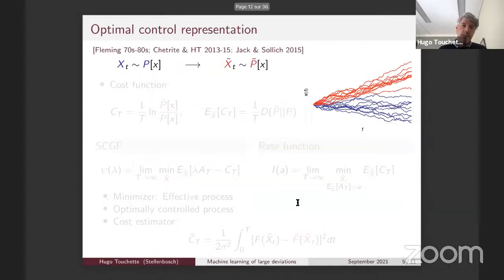The approach that I'll present is actually based on an optimization representation of the large deviation function, which was developed in the 70s and 80s, and then I've worked with this with Raphael Chetrit more recently, and then Rob Jack and Peter Sollich also worked on this at the same time. So the idea here is based on importance sampling.